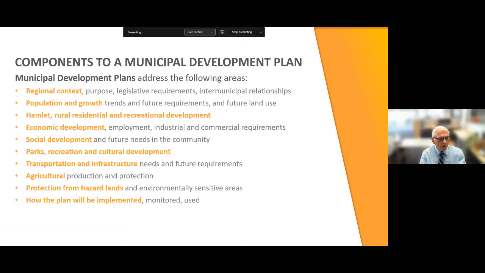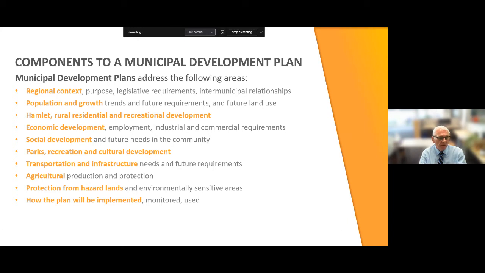When we look at the content of what a typical municipal development plan looks like, it usually begins with a regional context statement that defines Cypress County's role within the larger region. What do the population trends look like for Cypress County moving into the future? Do we see this as a county that's going to be growing? Where does growth occur? Is it going to happen in certain hamlets? Is it going to have more country residential? How's that going to look, and where is it going to go?